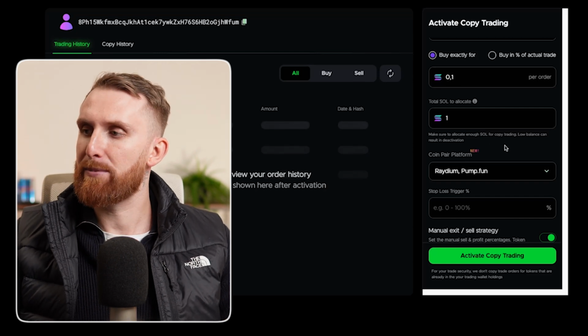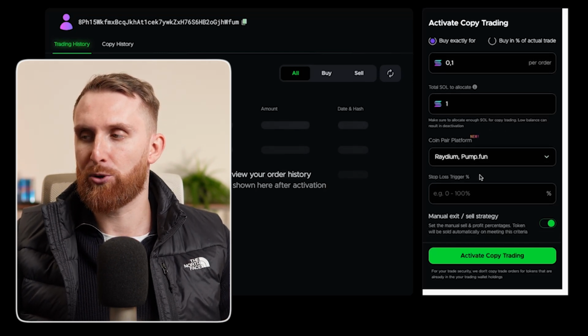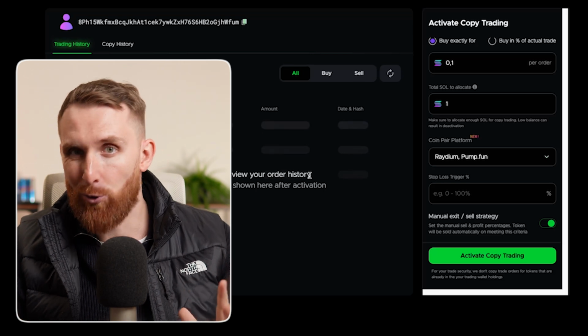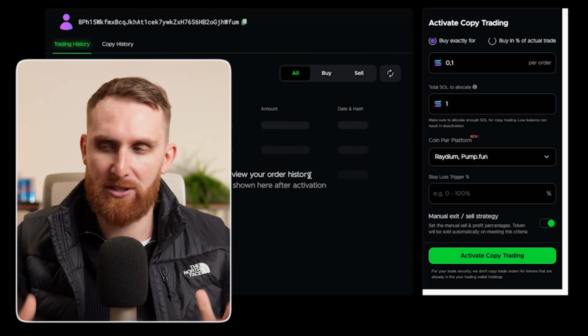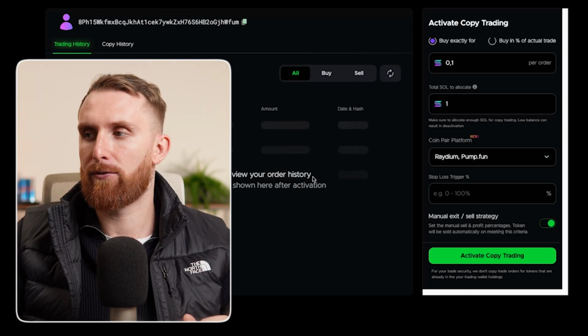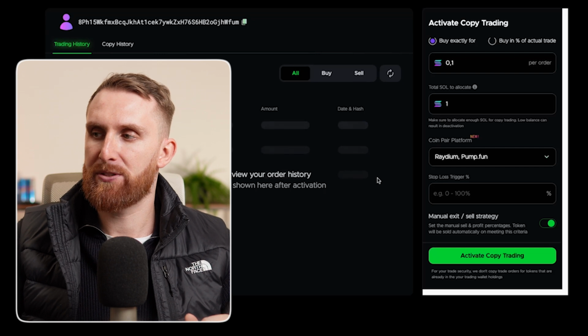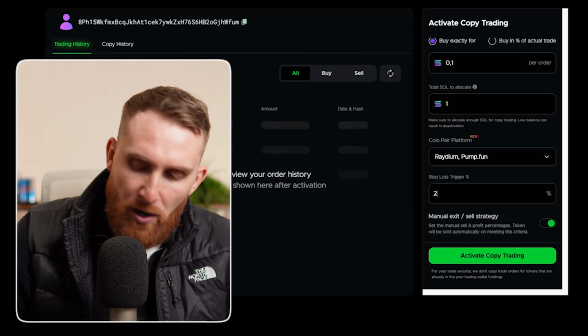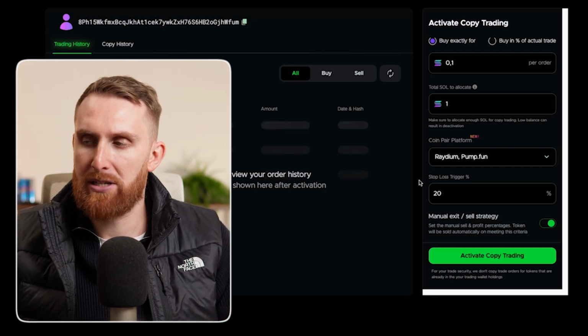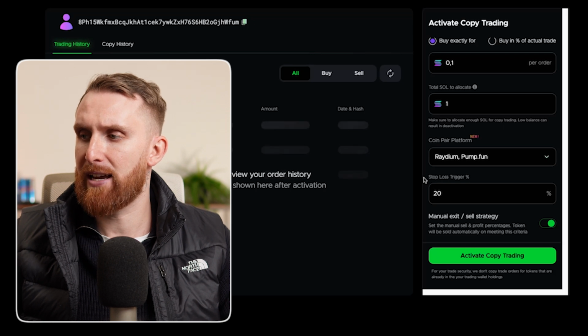Next up, it's really important to set up stop loss trigger. Basically, this means if the trade is going not your way and you're losing money, at what percentage of loss you will sell your position. So basically, I usually set it at 20% because I don't like high risk. It's a bit on the safer side.